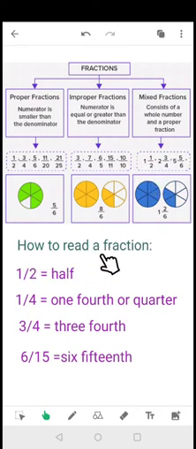How to read a fraction? Half. 1 upon 2 or half, both are right. This is 1/4 or quarter. 3/4. 6/15. Did you notice the first number is written same as it is, and the second number we have to add th with a little changes.